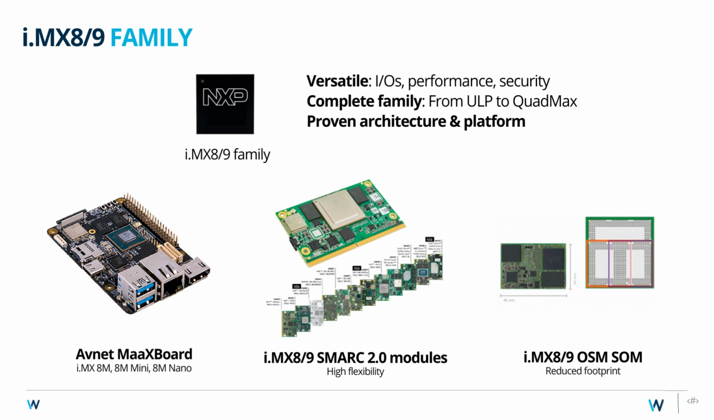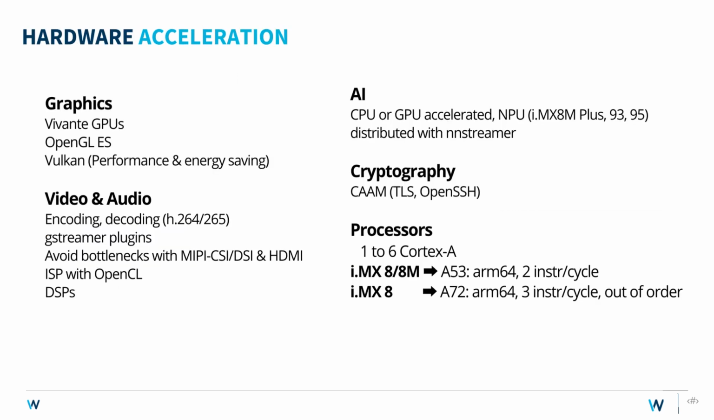Some form factors you can use, for example, the Max board, which is more like a Raspberry Pi type of form factor that's production ready. The SMARC modules, from different vendors but having that SMARC form factor, as well as the OSM, which is a smaller form factor, if you need something a bit smaller for your device. And with that, some options to help you choose.